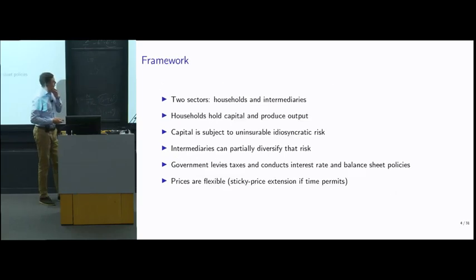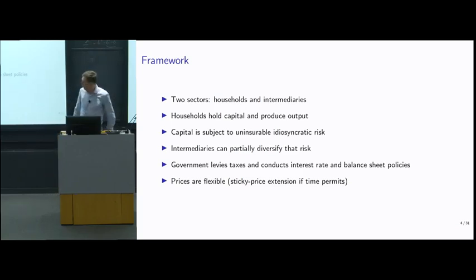All right, so let me start with the framework, and I will give you kind of a brief overview of the main components and the main mechanisms, and then we will go into the details and the math. So this is going to be a two-sector model. There are going to be households, which are going to be rather standard in the sense they will be holding capital, producing output, and they will be subject to idiosyncratic risk, so something that you have already seen many times.